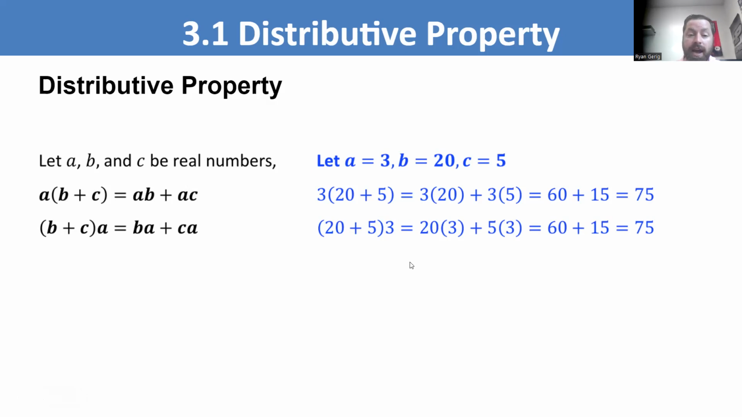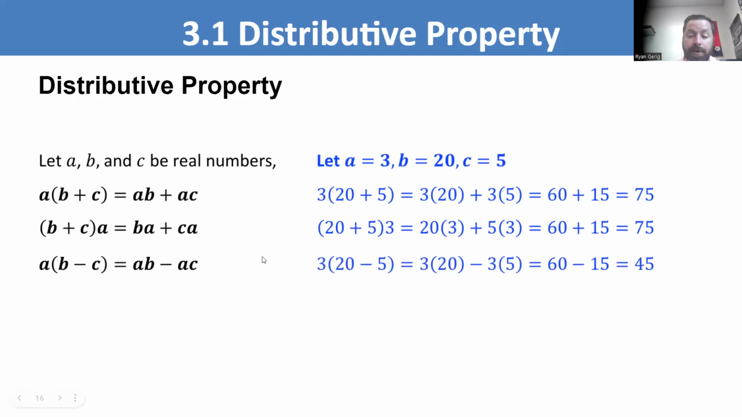The distributive property actually works with subtraction as well. So A times, instead of B plus C, we have B minus C. That's equal to A times B minus A times C. And again, we can look at the work here. I'll go through this one a little bit. 20 minus 5 is 15. 3 times 15 is 45. So we can figure that out just looking at the left-hand side.